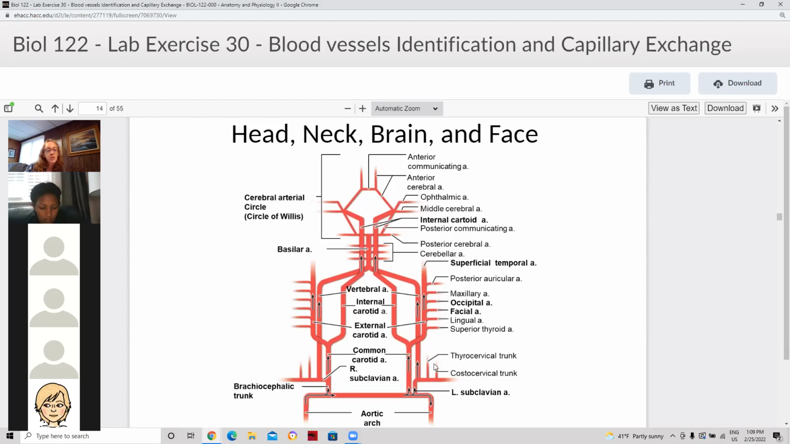So this is just a diagram showing the network and the flow from the aortic arch into what we call the circle of Willis right here, which is in the brain, and we'll see it, I think, in the next slide.